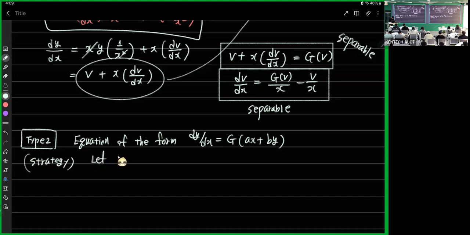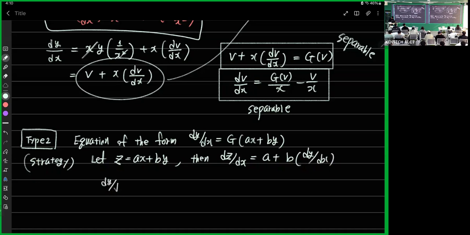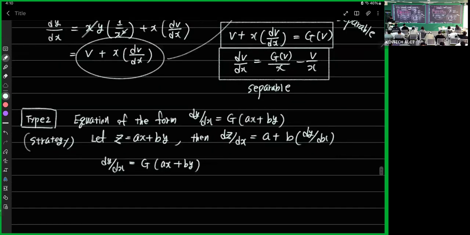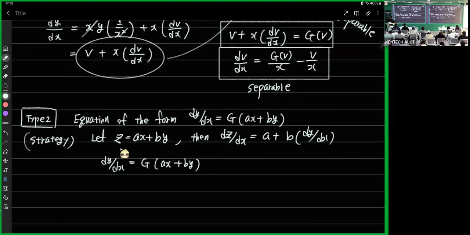So we let z equal ax plus by. Then dz/dx is a plus b times dy/dx, so dy/dx is equal to g of ax plus by. This is similar to what we did in type 1, the homogeneous equation. So we just substitute z for ax plus by, so that the right-hand side of the differential equation turns out to be a function of z.